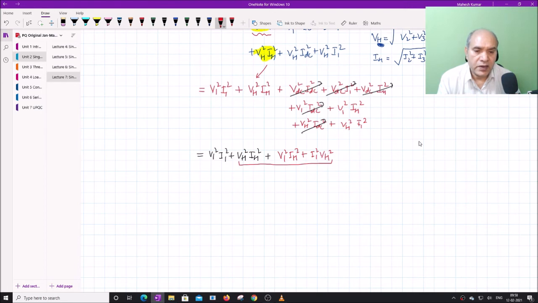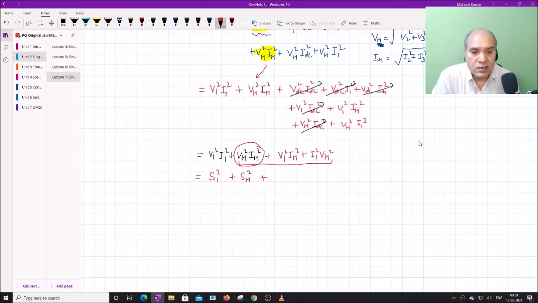They have been given special names when we compute the apparent power. For example, this is called fundamental apparent power S1 square. And then this is called harmonic apparent power, therefore SH square. These 2 powers are called distortion powers because these have been coming from the distorted current or voltage interacting with the fundamental of the other. For example, this is V1 square into IH square. So this distortion is because of IH.